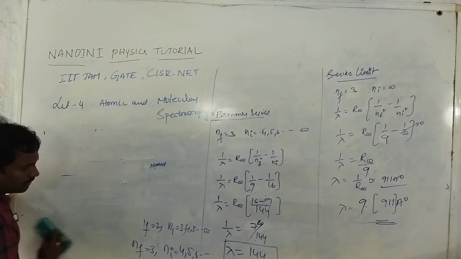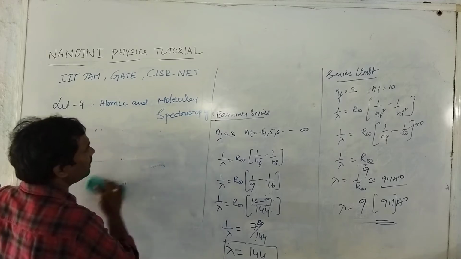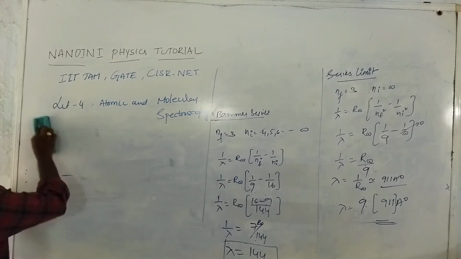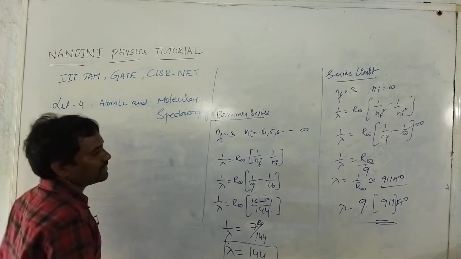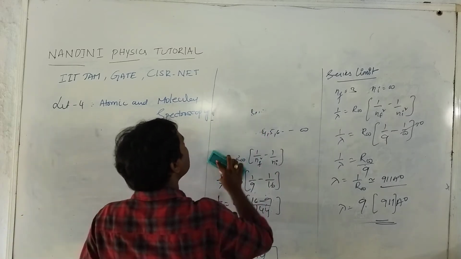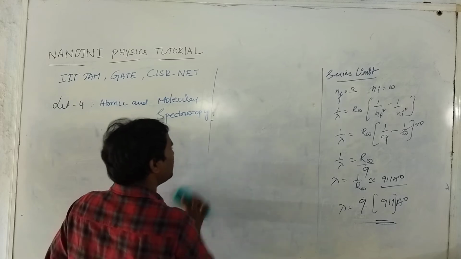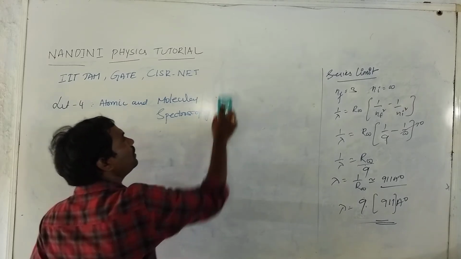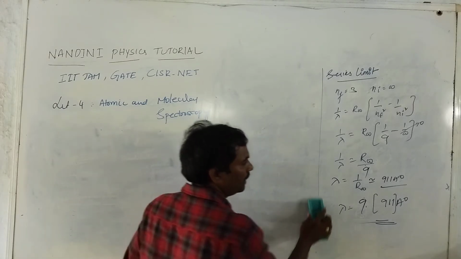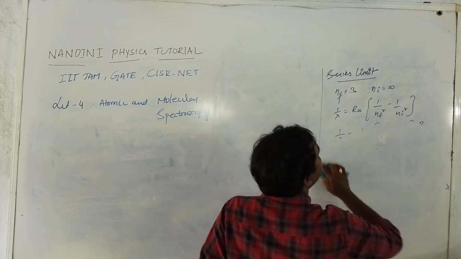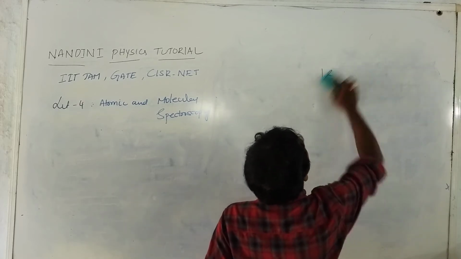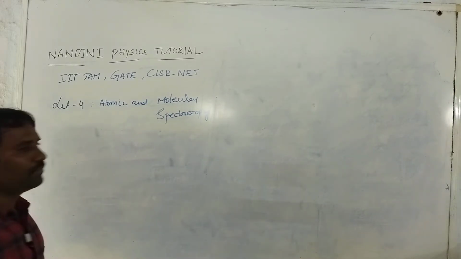So next most important topic, quantum numbers. I want to discuss quantum numbers in this lecture. These quantum numbers you have already studied at BSc level. According to quantum mechanics, we derive some quantum numbers.